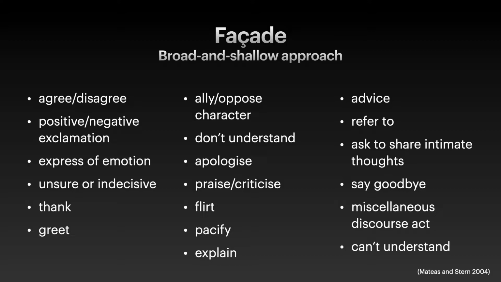To recap, no matter what the interactor types in, the system handles it as one of these 19 discourse acts. After that, the system maps the discourse act to a character response. Depending on the context, some discourse acts can have a larger set of responses to choose from. For others, the set can be much smaller. This is the idea behind the broad and shallow approach.